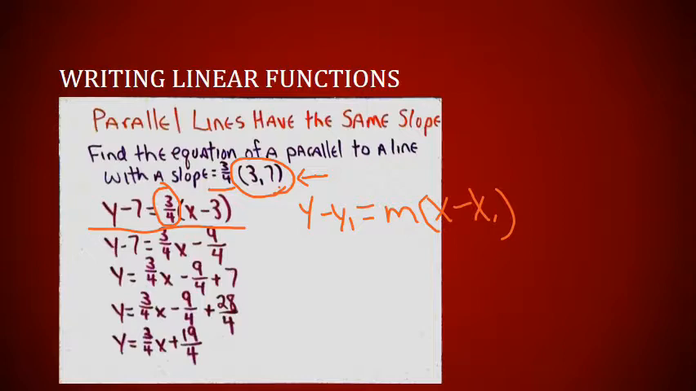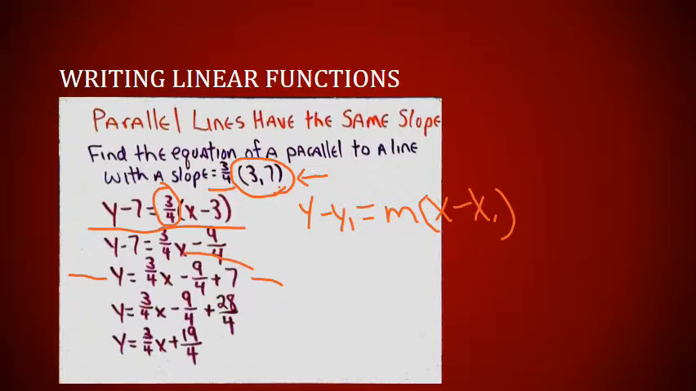You're telling me you want me to write an equation for a line parallel to that. I'm going to use the exact same slope. So 3/4 times x minus 3. So I got y minus 7 equals 3/4 x minus, when I distribute the 3/4 to the minus 3, I'm going to end up with minus 9/4. Now I'm going to add 7 to both sides.